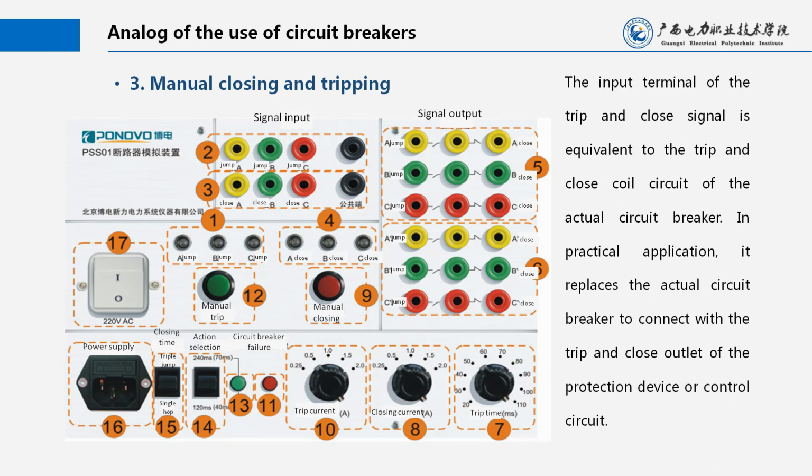The input terminal of the trip and close signal is equivalent to the trip and close coil circuit of the actual circuit breaker. In practical application, it replaces the actual circuit breaker to connect with the trip and close outlet of the protection device or control circuit.